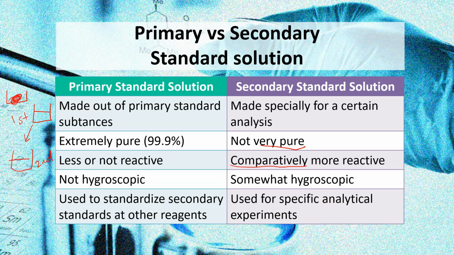Last but not least, the primary standard solution is used to standardize the secondary standards. As I said before, the primary standard solution is usually used to prepare the secondary standard solution, and the secondary standard solution is usually used for specific analytical experiments. It means that after the secondary standard solution has been prepared from the primary standard solution, it will be used for the titration process.